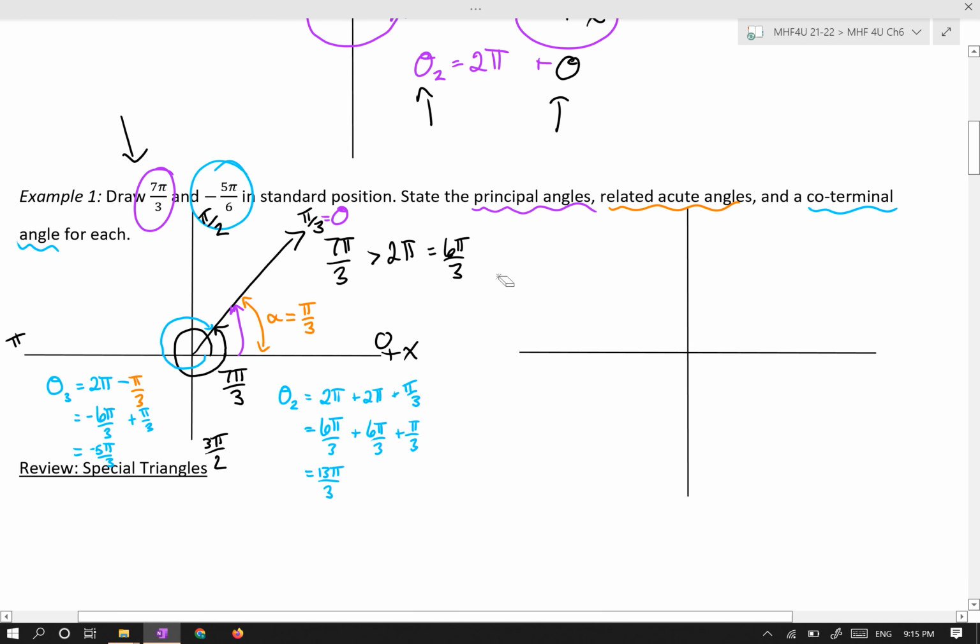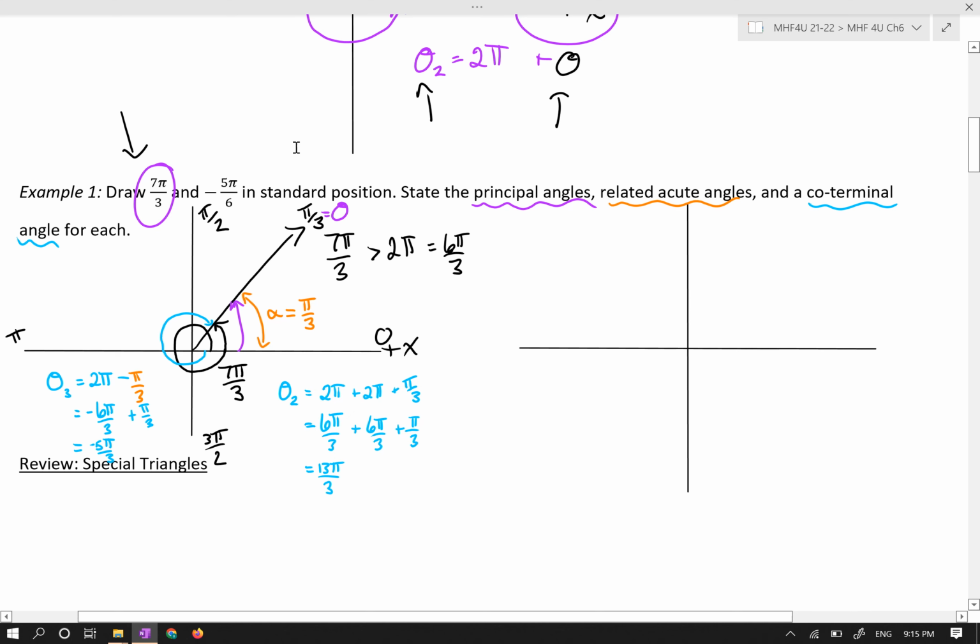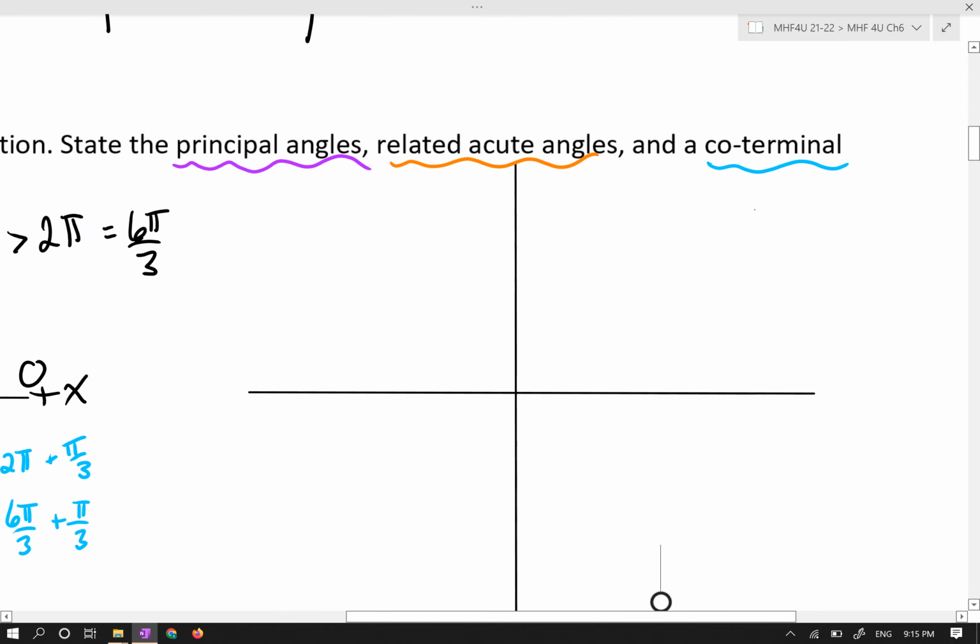Absolutely. Okay, so we're working with negative 5 pi over 6. Now, the first thing that stands out is negative 5 pi over 6 is a negative angle. And if it's a negative angle, that means we're still measuring from the positive x-axis, but that means we're measuring in a clockwise direction. We're going to go clockwise by 5 pi over 6.